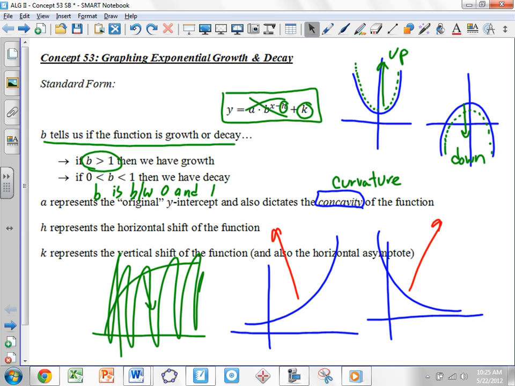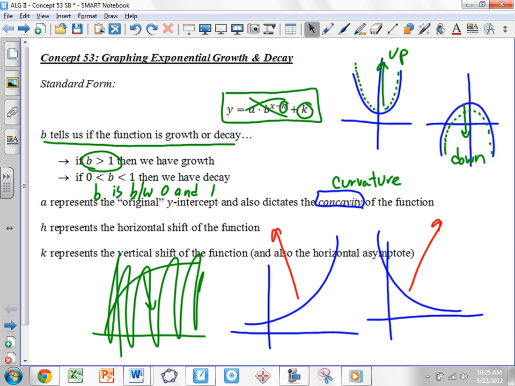Again, h represents the horizontal shift. The last part, though, is interesting. k represents the vertical shift, but you're going to see in parentheses that term. What does that term mean in parentheses there? Also known as horizontal asymptote. Horizontal asymptote. It will never touch it, but it will get very close.